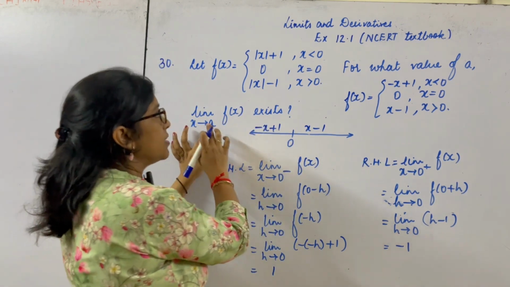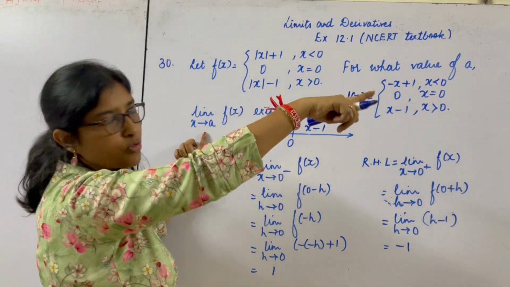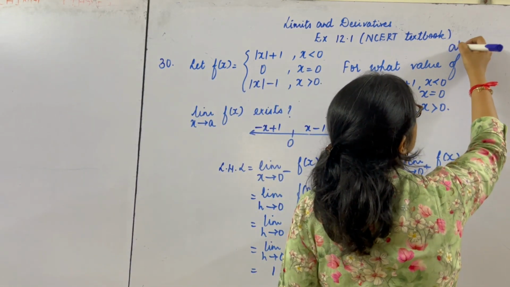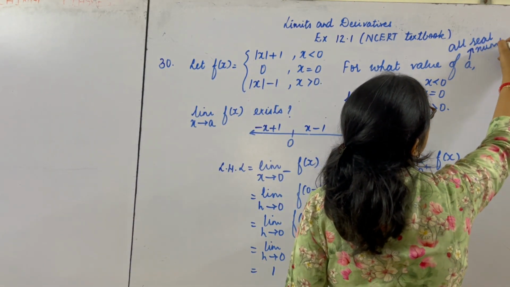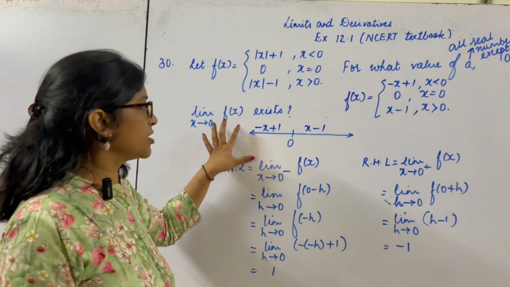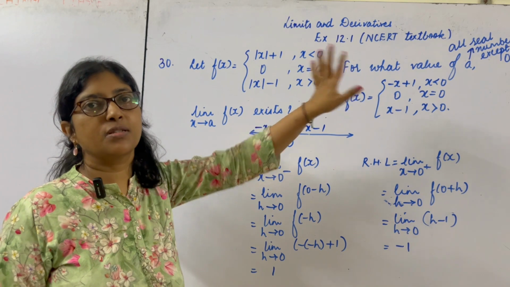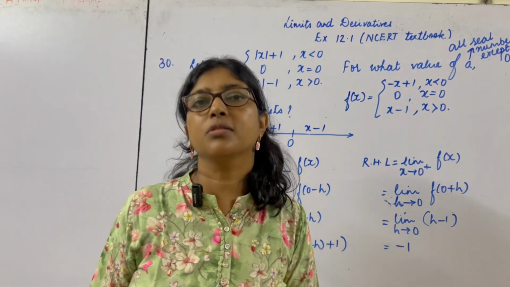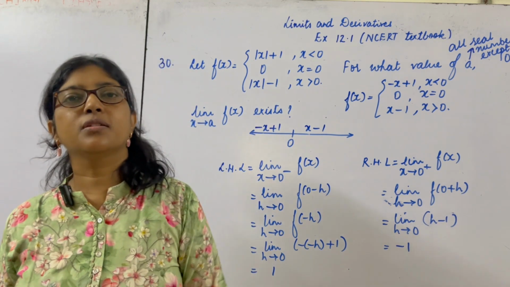So, our answer will be, for what values of a? It exists for all real numbers except 0. The limit of the function exists at all real numbers except 0. That should be our answer, because the left hand limit and right hand limit are not the same at 0. That means the limit does not exist at 0.